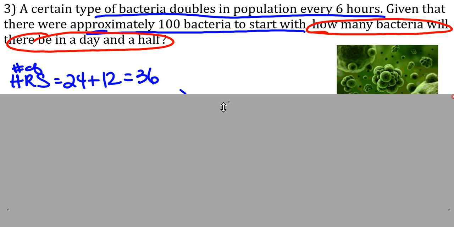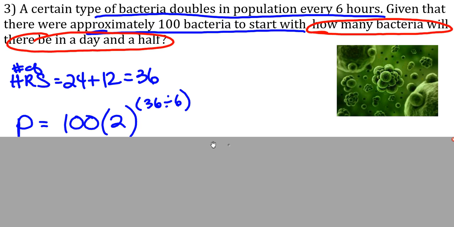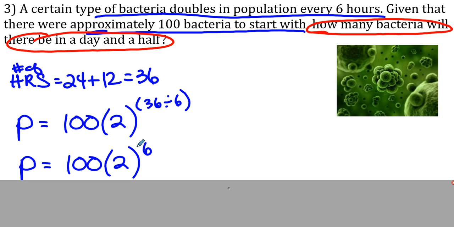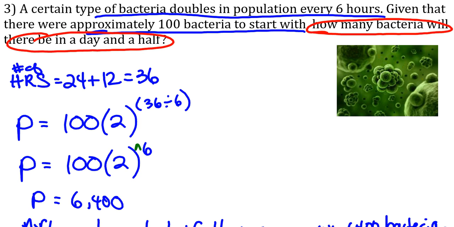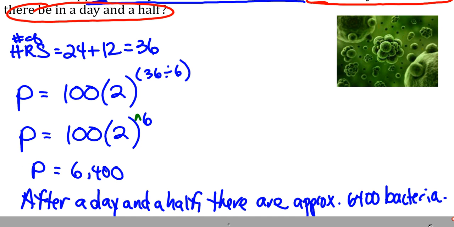So I'm writing my population equation. I could say P equals 100 times 2 to the power of, now many of you would say, well, 36. But remember, it's every 6 hours. So I have to take that 36 and split it into 6-hour time periods. Well, 36 divided by 6 is 6. That's the exponent needed to evaluate this situation. So what would the population be? That would be 6,400 bacteria. And that's only after a day and a half.